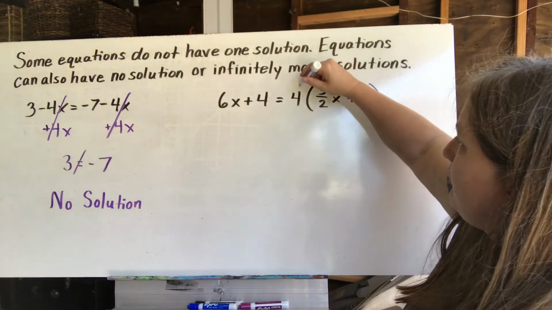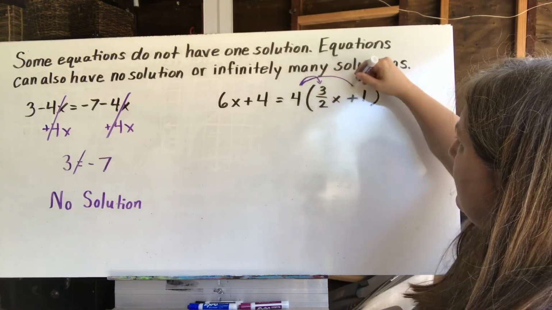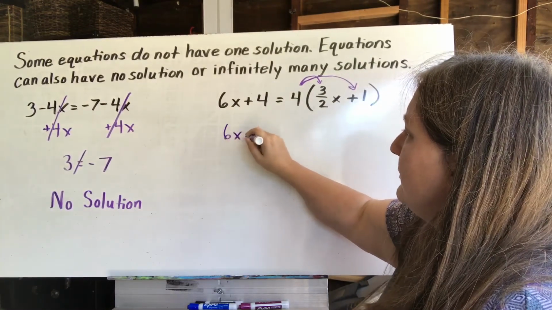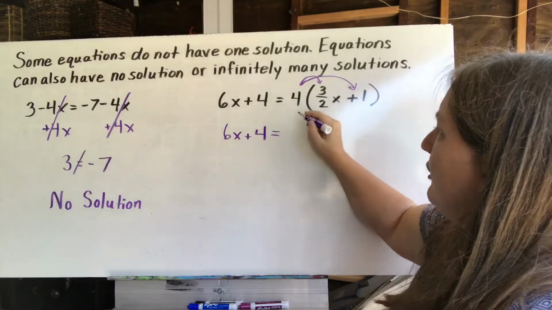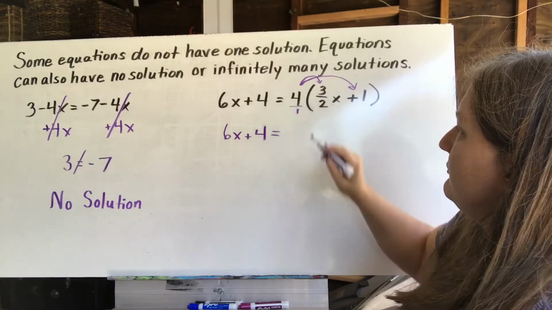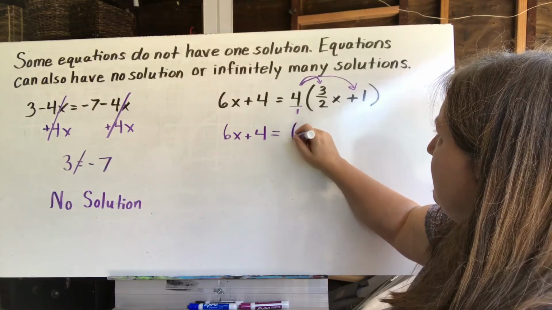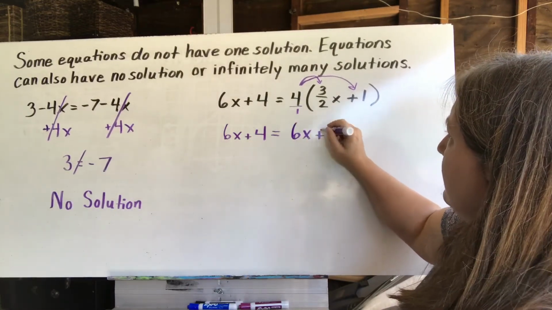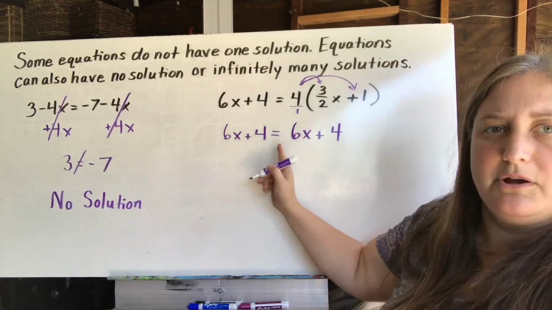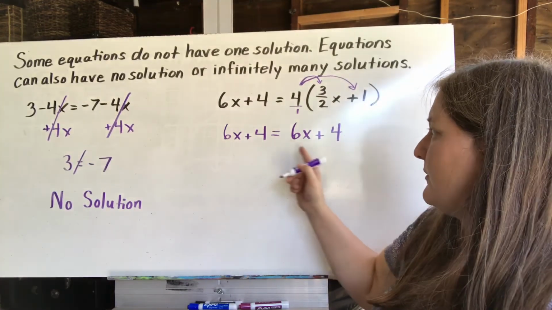On this side, I'm going to distribute first to make a simpler expression over here on the right. So I'm going to keep my 6x plus 4. Over here, 4 times 3 is 12, 1 times 2 is 2, and 12 divided by 2 gives me 6x plus 4 times 1 is 4. Well, right here I'm noticing, hey, they're the exact same equation.